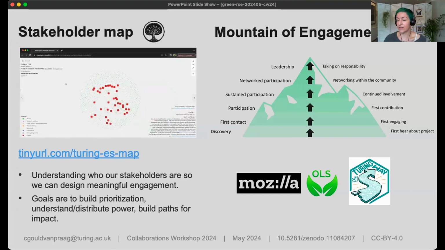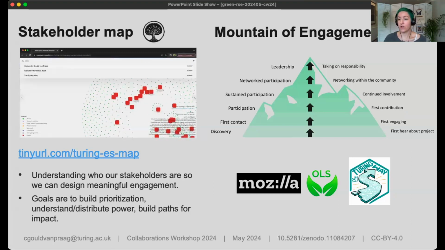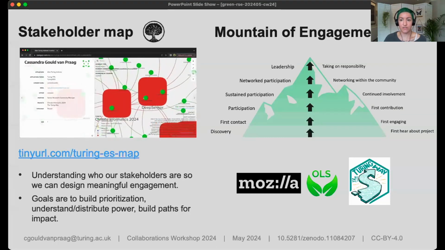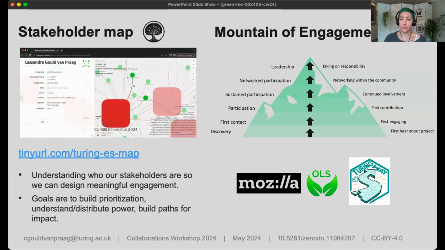And as it says on the bullet points there, our goal with this work is to understand the distribution of power in these communities and these different institutions, and see how we can contribute to distributing that further into the lower levels.